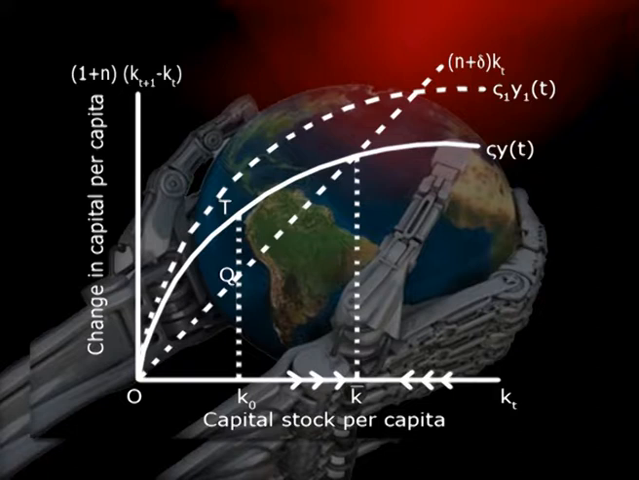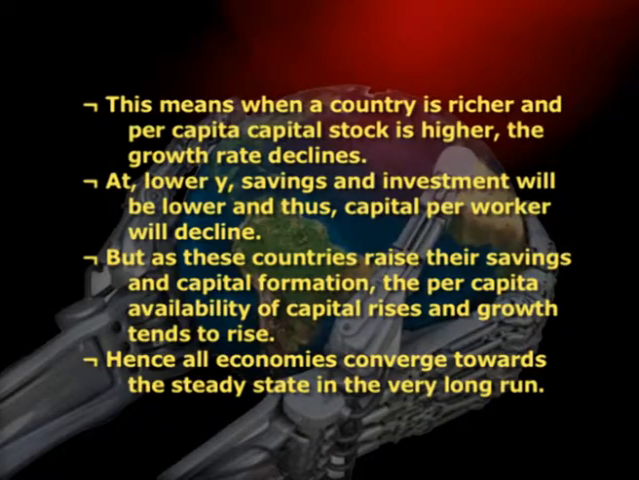In other words, at K bar, the capital per capita is equal to capital required to maintain the capital labor ratio. When capital stock per capita is too high, the marginal productivity of capital is low and hence the output generation is lesser. This means when a country is richer and per capita capital stock is higher, the growth rate declines. At lower income, savings and investment will be lower and thus capital per worker will decline. But as these countries raise their savings and capital formation, the per capita availability of capital rises and growth tends to rise. Hence, all economies converge towards the steady state in the very long run.